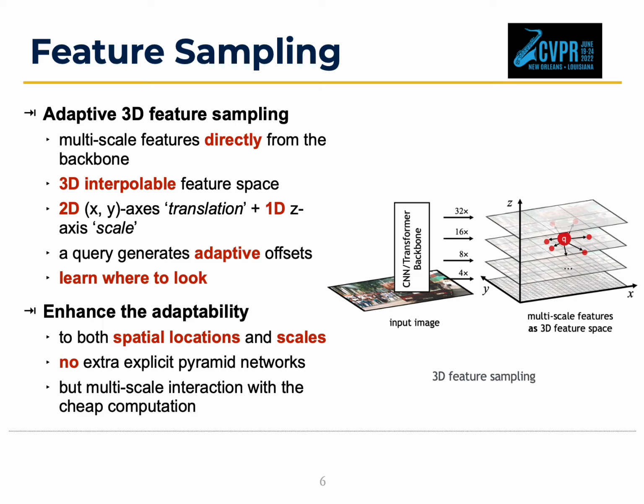The adaptive 3D feature sampling enables a query to learn where to look given what it had seen at previous stages, and the adaptability to the spatial locations and scales is enhanced. Moreover, this process does not require explicit pyramid networks but involves multi-scale feature interaction with the following adaptive mixing.